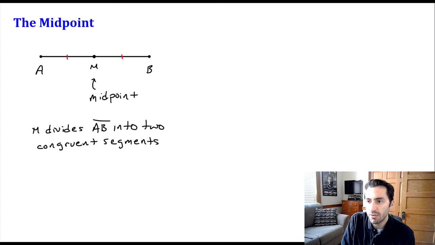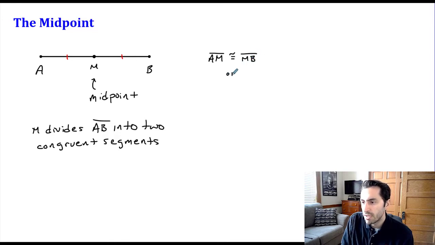Now if I want to write that out and indicate that, I can say that AM, this is the segment on the left, with the little dash on top indicating a segment, is congruent to our other segment, MB. Or, since these segments are congruent, by the definition of congruent, that also means they have the same length. So I can also write that AM is equal to MB.